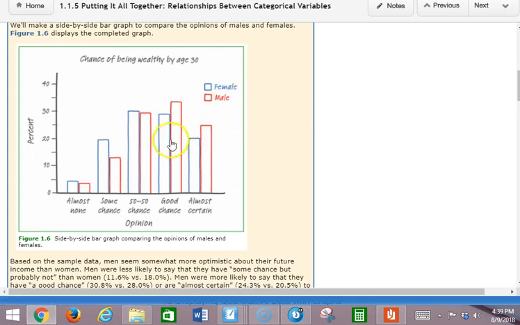When you see that, you can see that it was slightly more likely for males to think that they had a good chance or almost a certain chance of future wealth. It was slightly more likely for the females to think they only had some chance or almost no chance to have future wealth, especially the some chance.